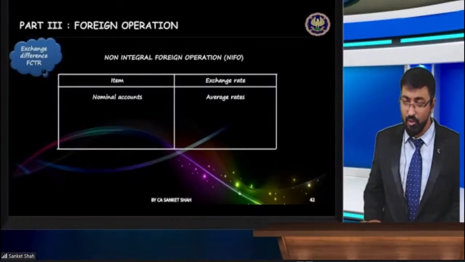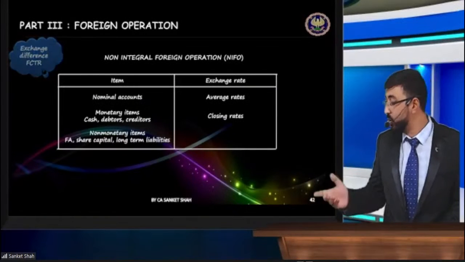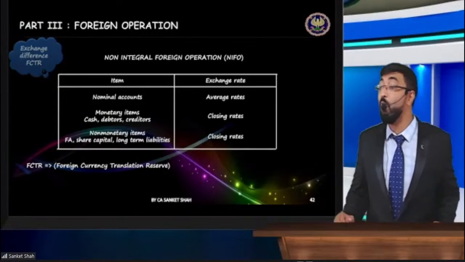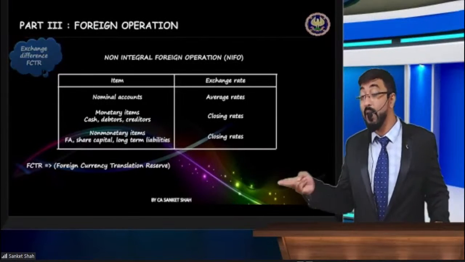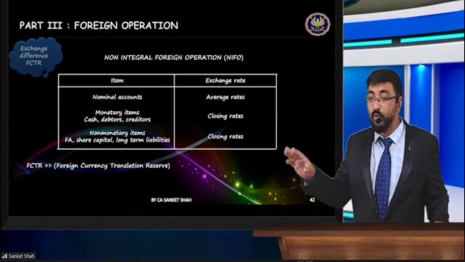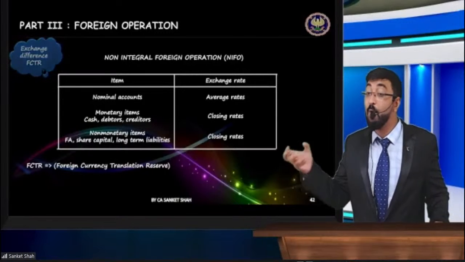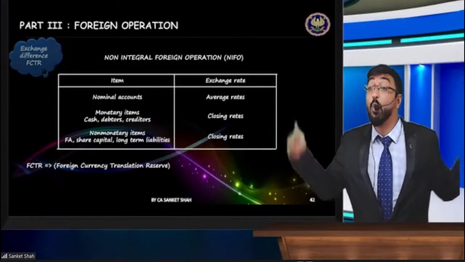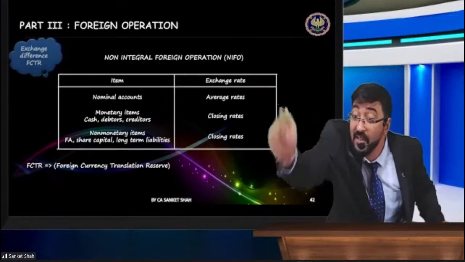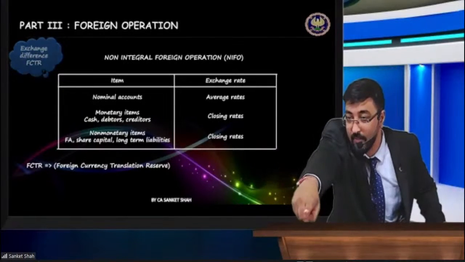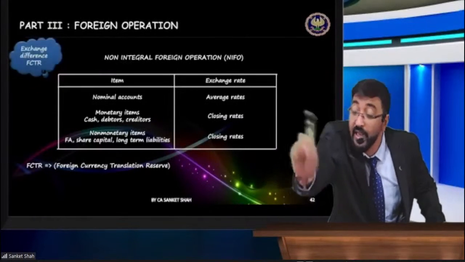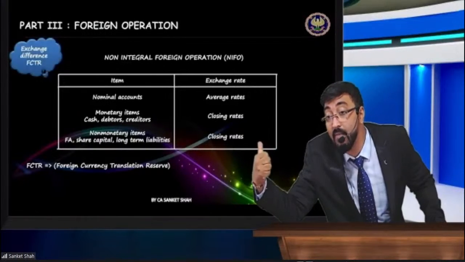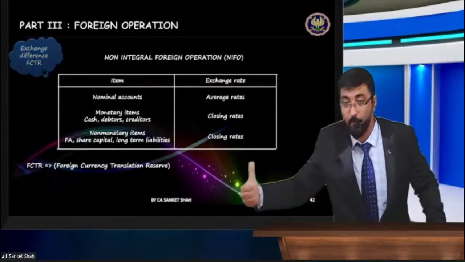Now what is the logic? I will tell you. Average rate for nominal, for monetary it is closing, and for non-monetary also closing. So where is the difference for non-integral foreign operation? Monetary is at closing in both. Nominal accounts are both average, but for non-monetary, in integral it is date of purchase or date of issue, whereas here it is closing rate. So the difference is in non-monetary items. Here non-monetary items are at closing rate, and in integral at date of purchase or date of issue. So that is the difference.